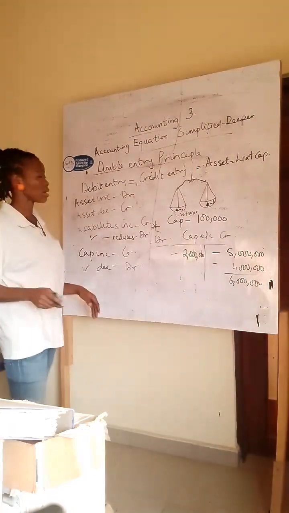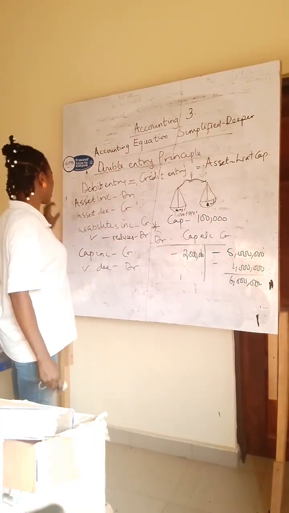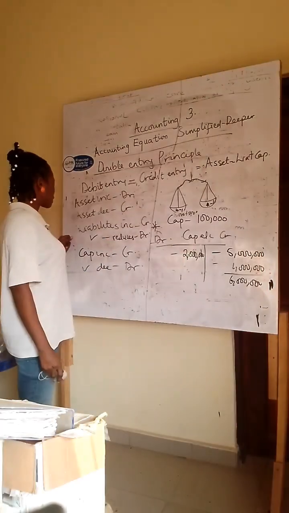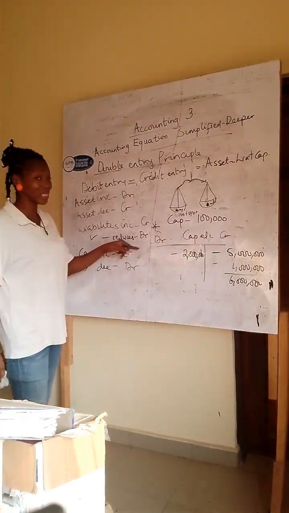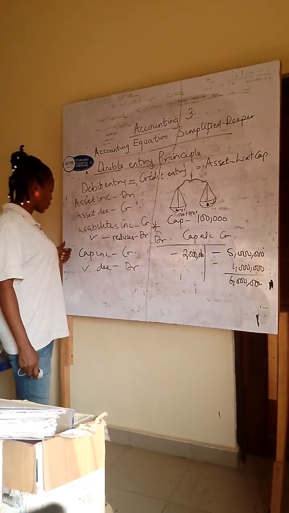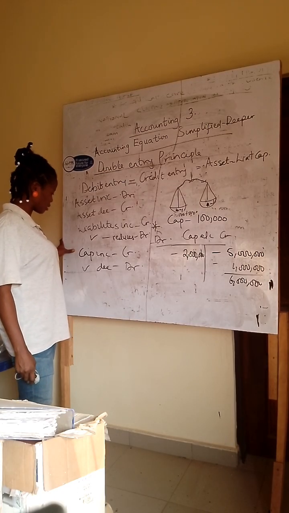So very quick recap. Whenever your assets increase, you're going to debit the asset account. When it reduces, you credit the asset account. When your liability increases, you credit it. And when it reduces, you debit it. Are we together? The capital account, when it increases, you credit it. And when it reduces, you debit it.